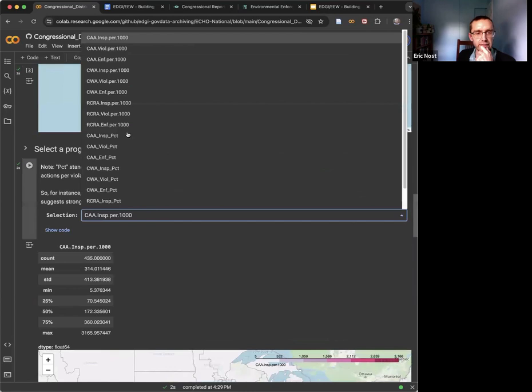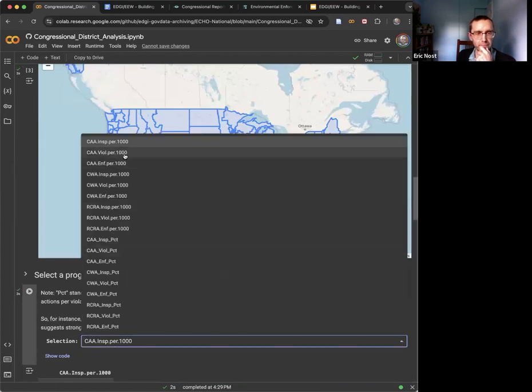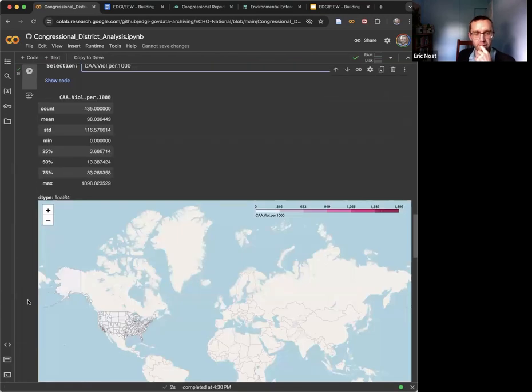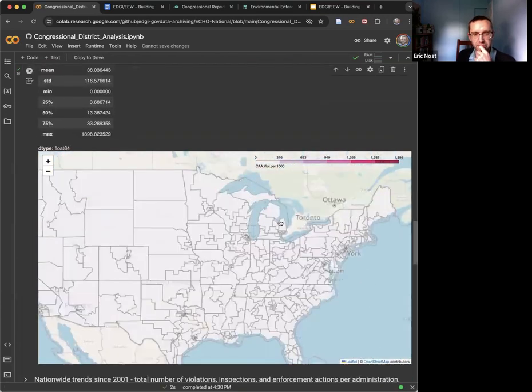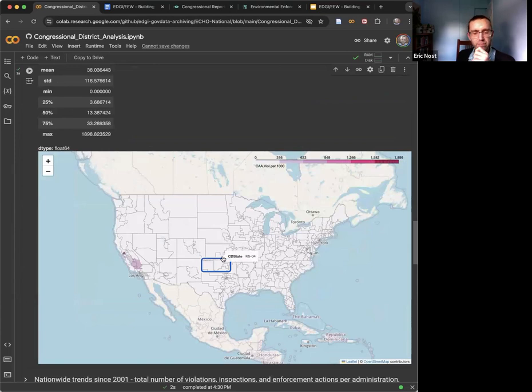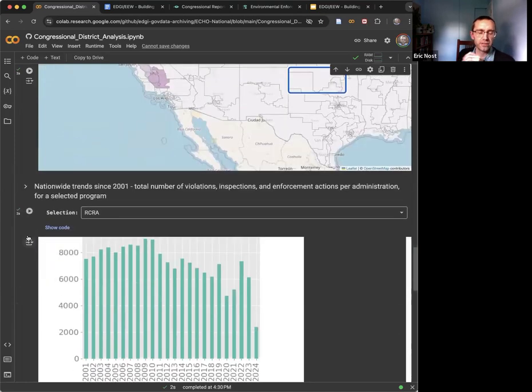But if we look at violations, we see not particularly high rates anywhere, real outliers here in the Central Valley where we are seeing more inspections. So that's the past 5 years.